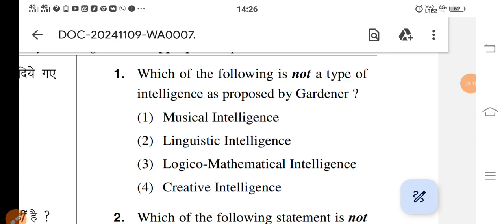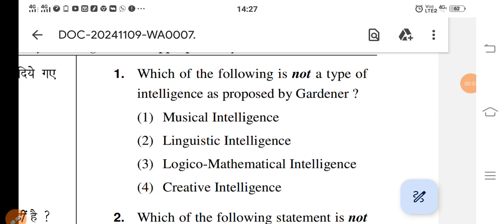Okay, first question is, which of the following is not a type of intelligence as proposed by Gardner? They have given four options. First one, musical intelligence. Second one, linguistic intelligence. Third one, logico-mathematical intelligence. And fourth one is creative intelligence.